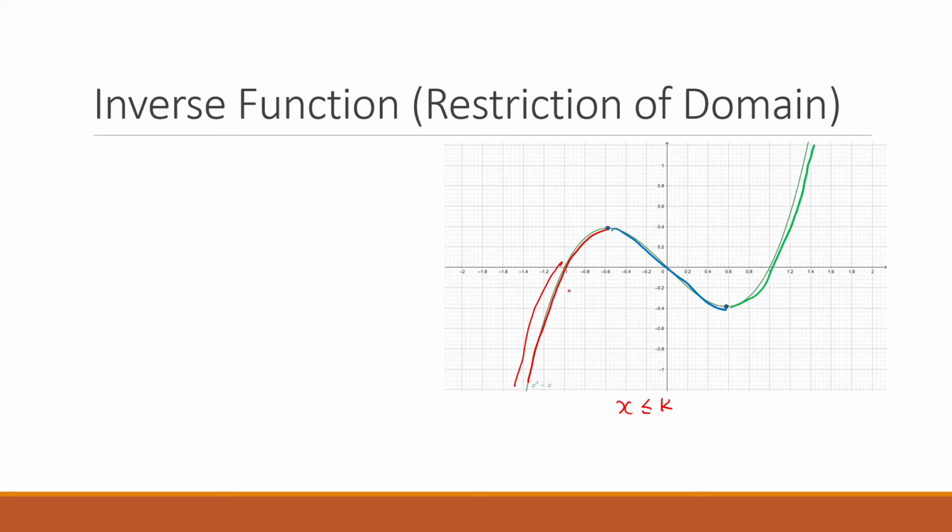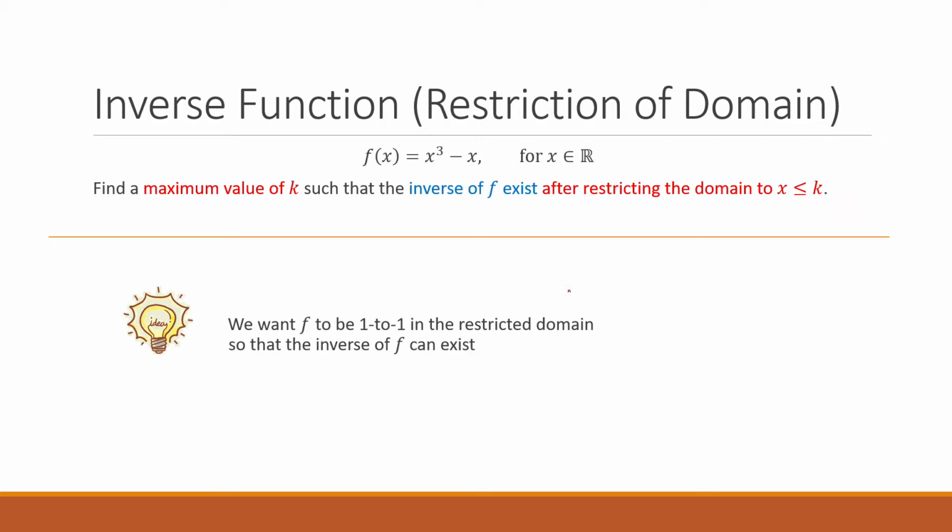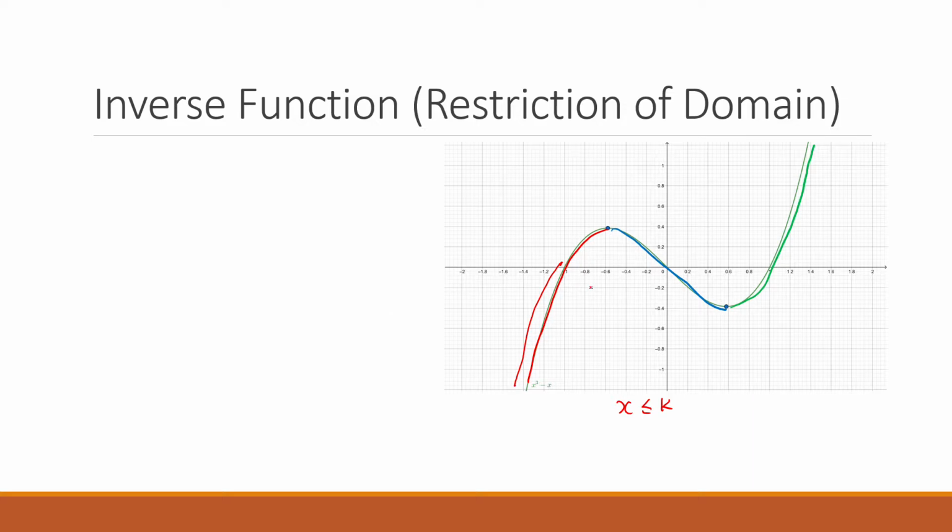But according to the question, I'm supposed to find the maximum k. What it means is that I need to restrict my domain, but at the same time, make sure that this domain is as big as it can be. According to my graph, I should just let k be this value. This is the maximum k can go. Any bigger, let's say if I let k be this value, then it will not be one-to-one, because it will contain this turning point over here.